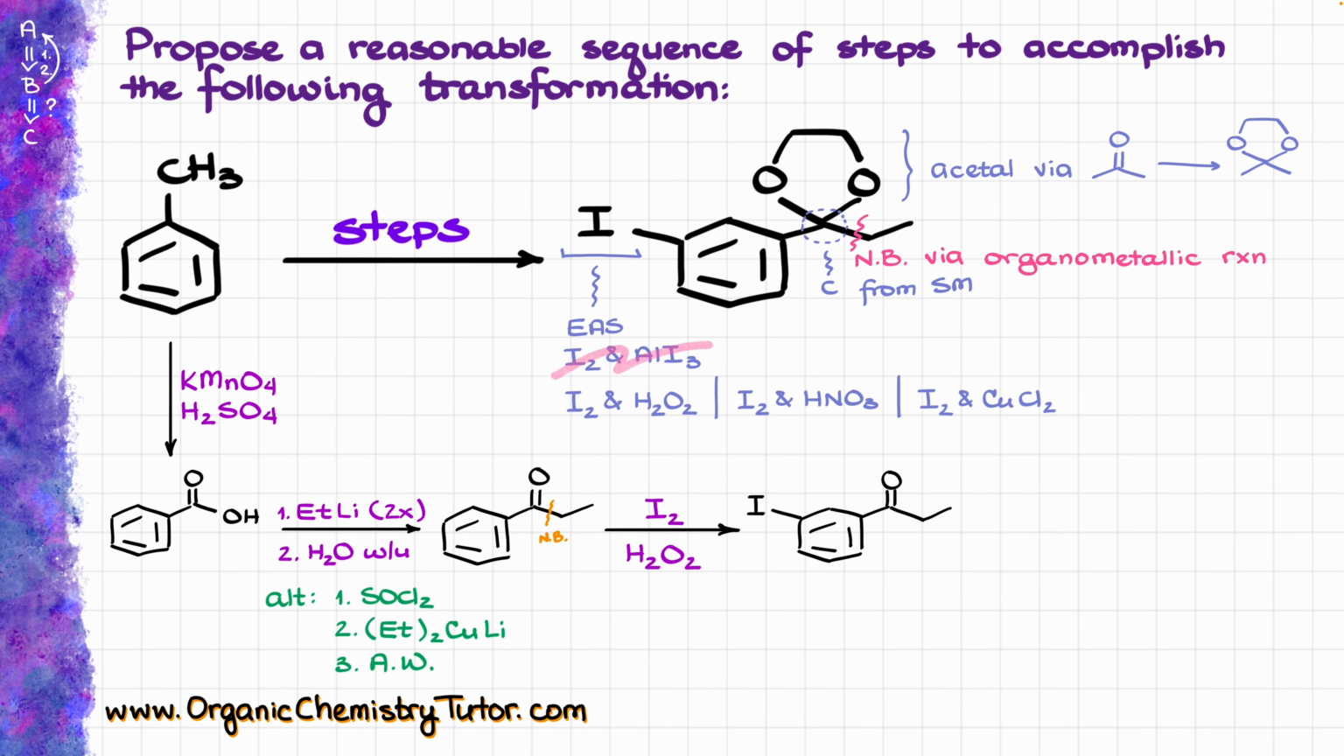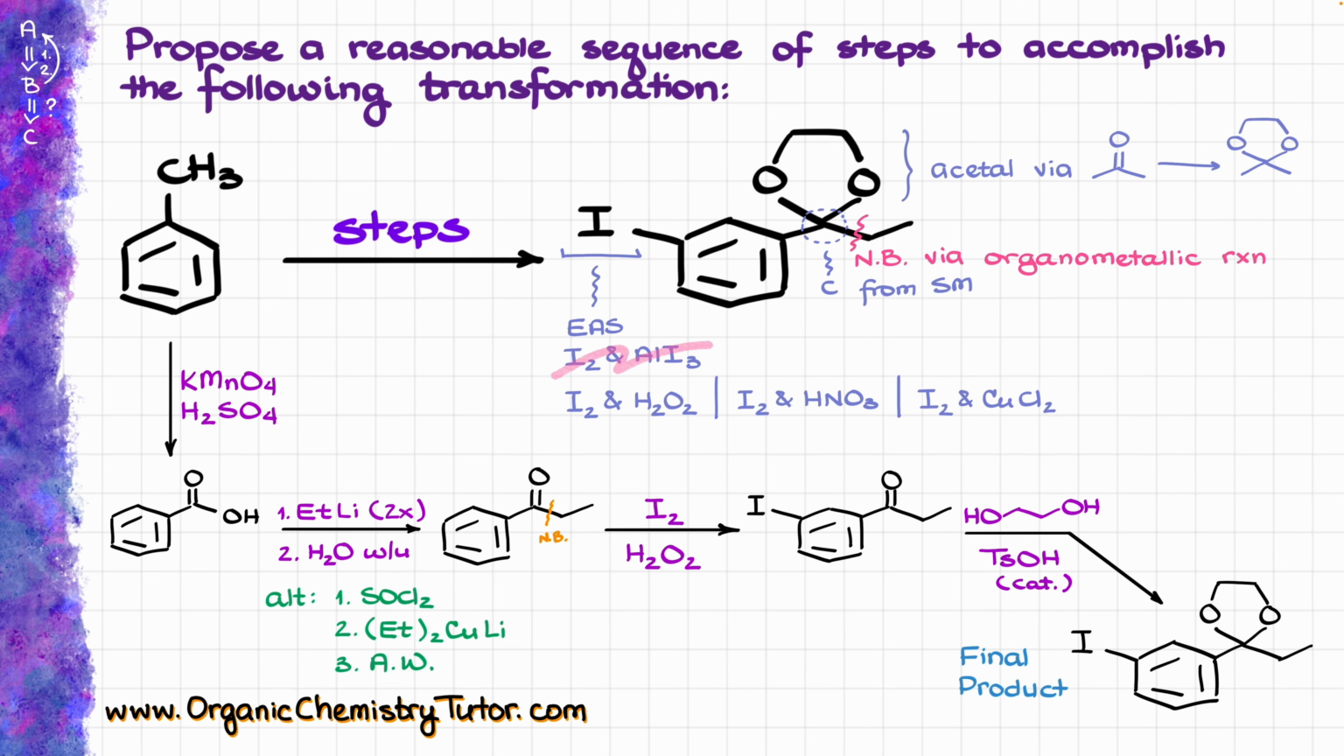And now, finally, the last thing for me is to add my acetal by treating my ketone with ethylene glycol using tosylic acid here as the catalyst, and I'm going to get my final product looking like that, and there you get it.